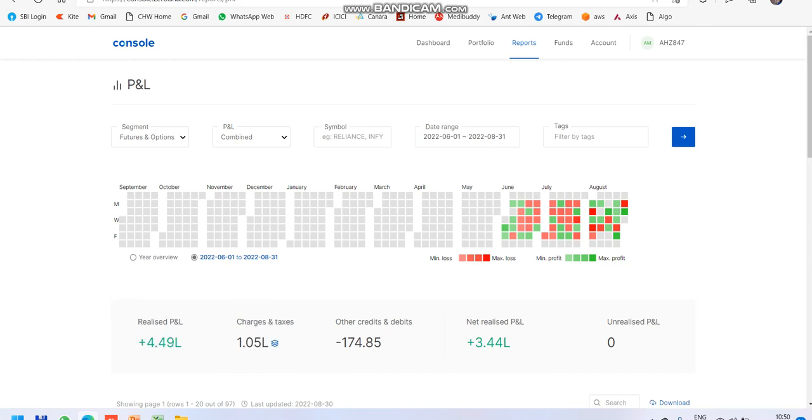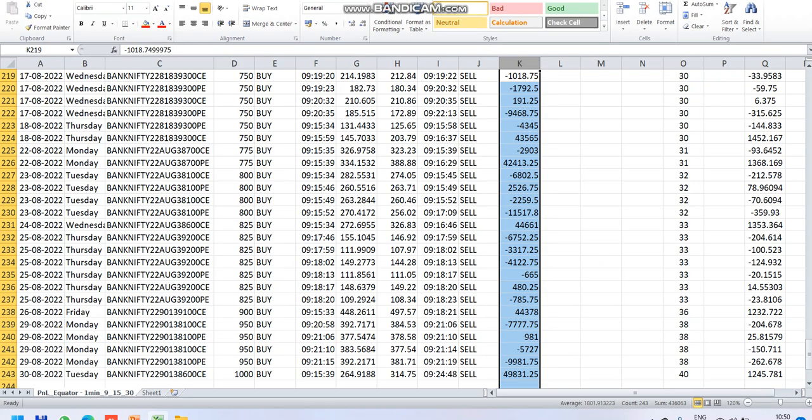Tax I have paid for 3 months, around 1 lakh, and the remaining in-hand profit is somewhere around 3,44,000. This is for 3 months, right?